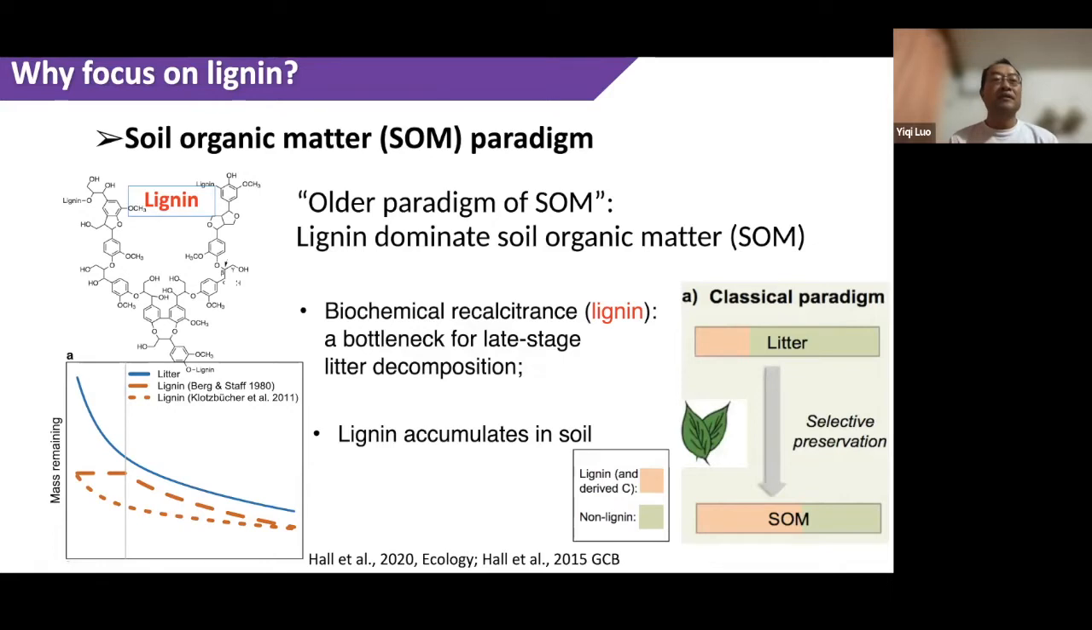During the process, I also learned a lot about lignin decomposition, especially from Wen-Jian Huang. As you probably know, lignin is a big molecule, and the old paradigm of soil organic matter dynamics is based on lignin dominating soil organic matter. The biochemical recalcitrance of lignin is a determinant for the later stage of litter decomposition and the formation of so-called organic matter. This is the humus concept. The classical paradigm is that litter decomposes and then selectively preserves those bigger molecules. This is the classic, older paradigm.